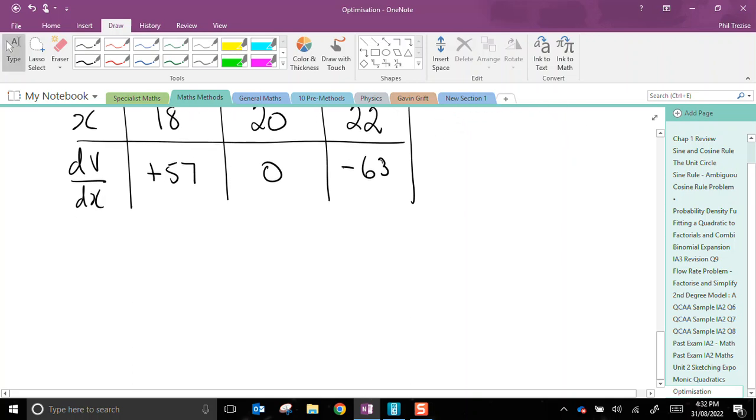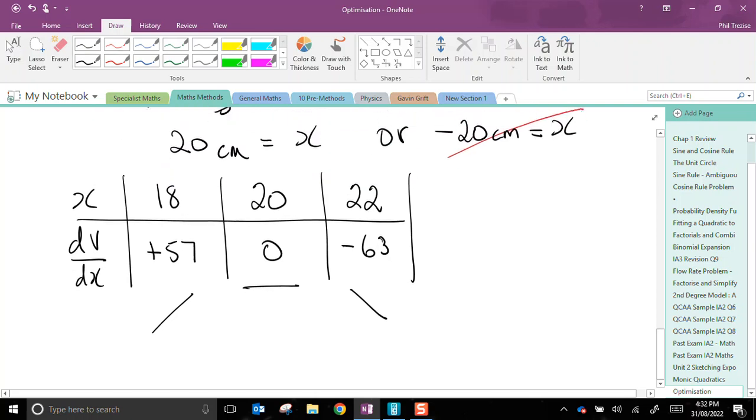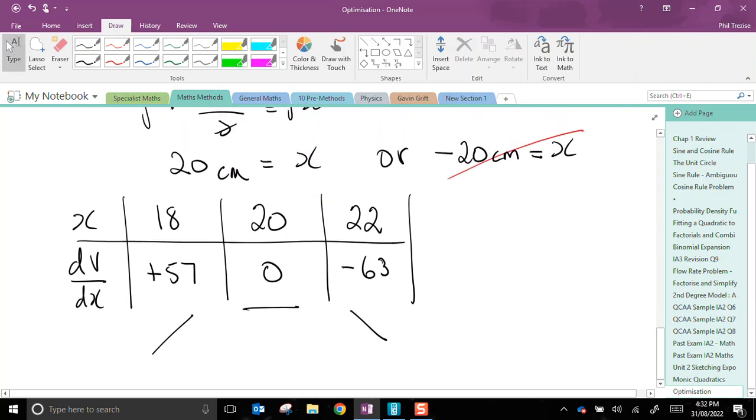I don't really care that the numbers were 57 and 63. I just care about the fact they were positive and negative. If the gradient is positive, it means that the tangent is going upwards. At the turning point, the gradient was 0, so the tangent is horizontal, and at this point the tangent has a negative gradient, it's going down. Boy oh boy, that looks like a maximum to me. So when x equals 20, we do have a maximum volume.